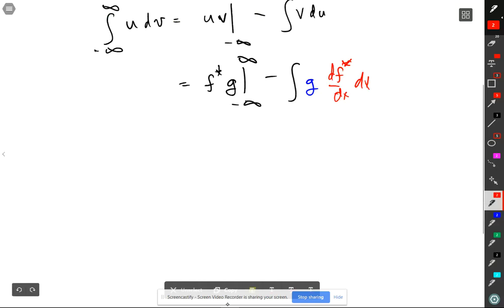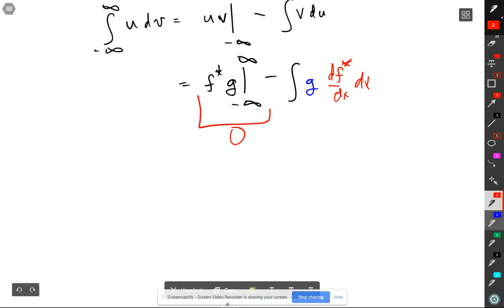This first evaluation, what can you tell me about the value of f and or g at x equals plus or minus infinity? Must be 0 for it to be square integrable. For us to have our inner product, those have to be 0. So I can right away just put that as 0 because it's 0 at both of those limits. It's 0 times 0 at both of the limits if you want to be really technical.